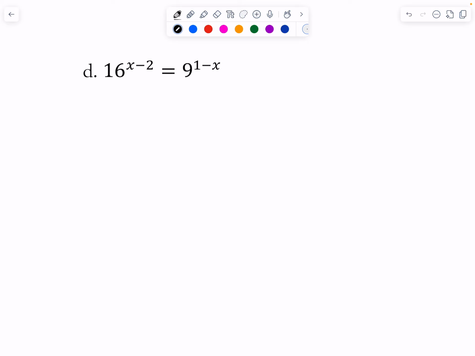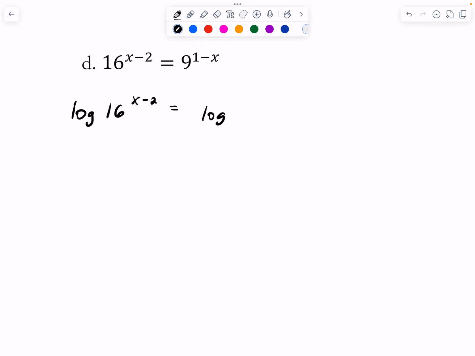Now, the tricky part about this is that we are unable to rewrite each of these with the same base. I can rewrite 16 as 2 to the 4th power, or I can write it as 4 squared, and I can rewrite 9 as 3 squared, but I can't write them with the same number. So this is where I'm going to introduce the log of both sides. So I'm going to write the log of 16 to the x minus 2 power equals the log of 9 to the 1 minus x power.